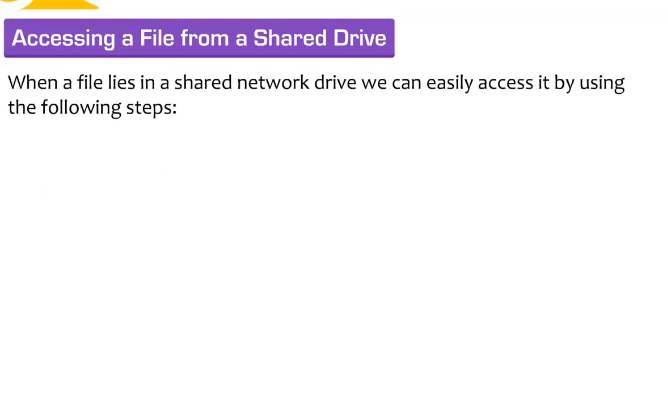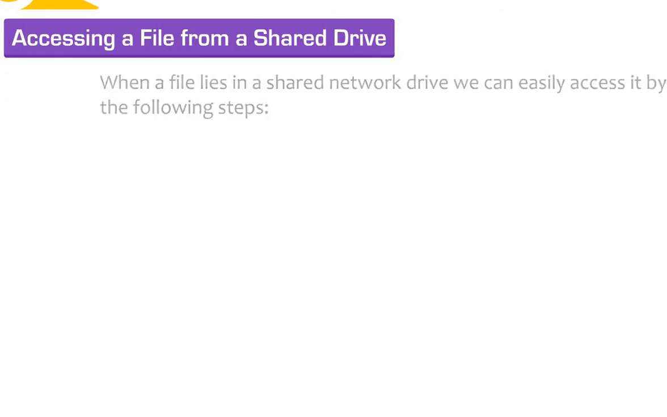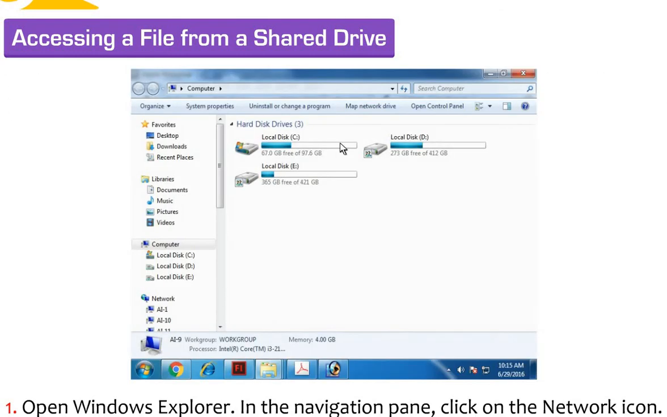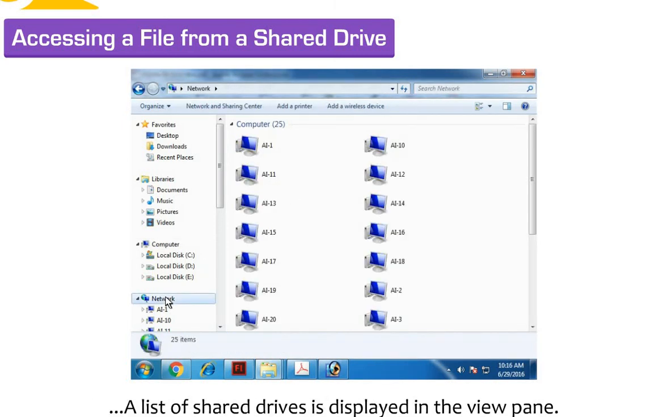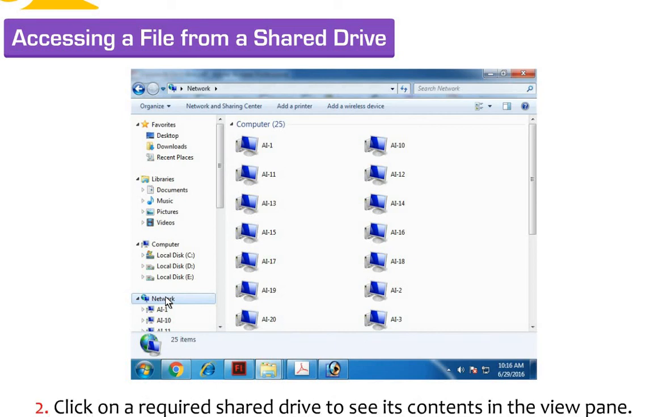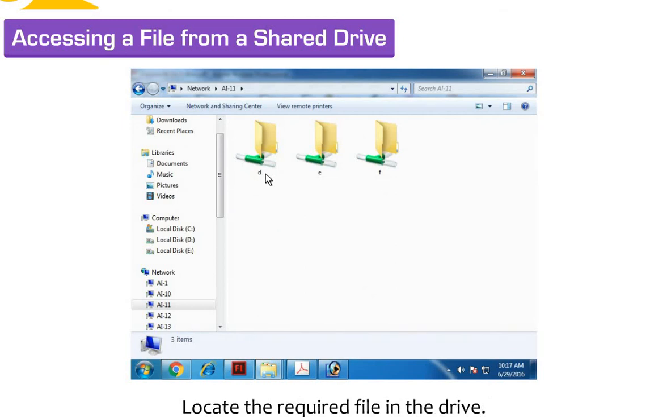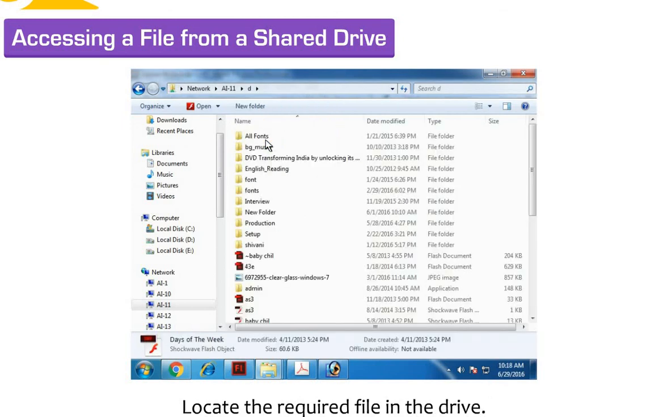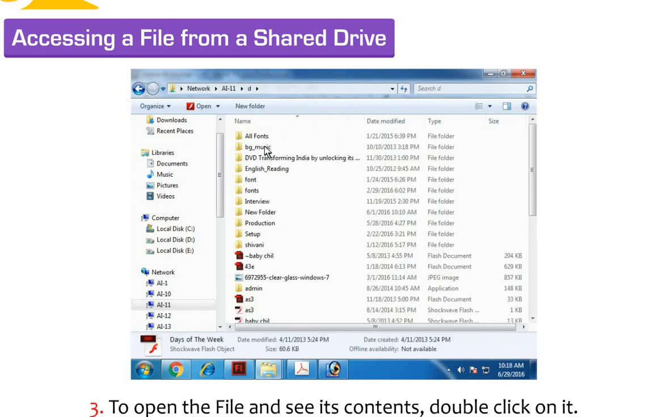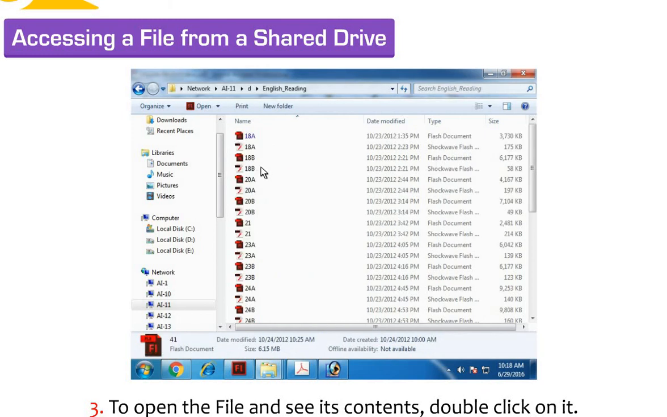Accessing a file from a shared drive. When a file lies in a shared network drive, we can easily access it by using the following steps. Open Windows Explorer. In the navigation pane, click on the network icon. A list of shared drives is displayed in the View pane. Click on a required shared drive to see its contents in the View pane. Locate the required file in the drive. To open the file and see its contents, double-click on it.